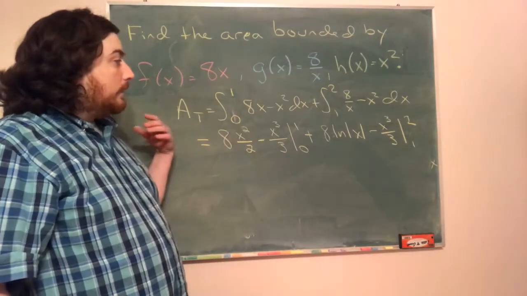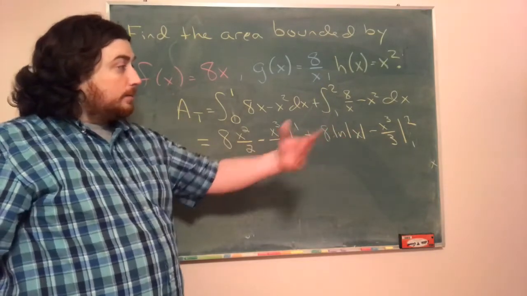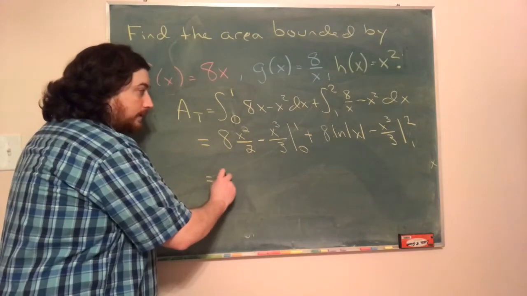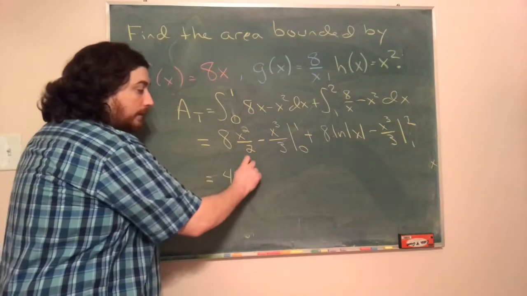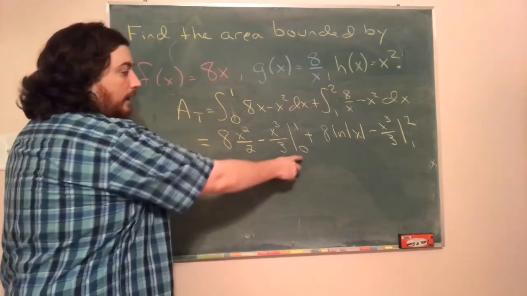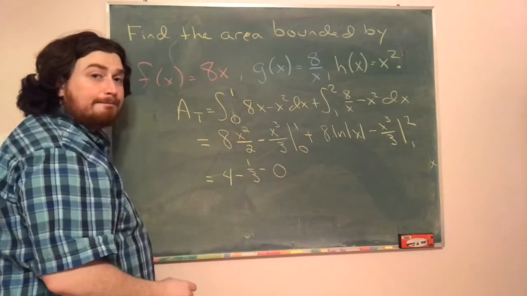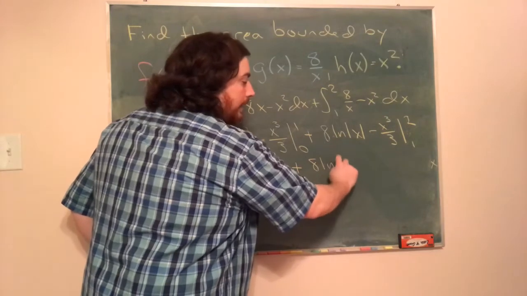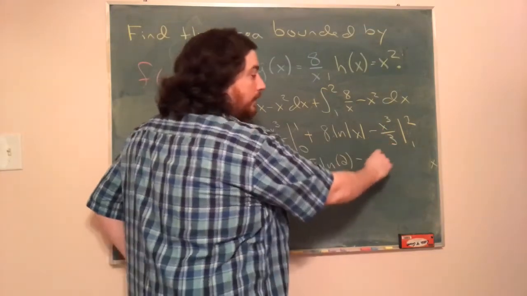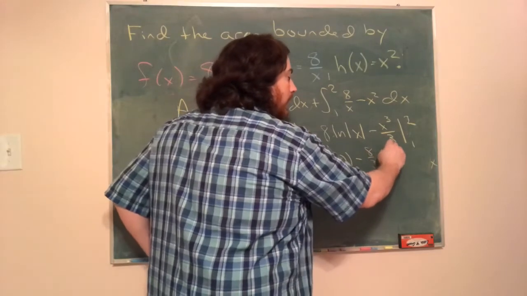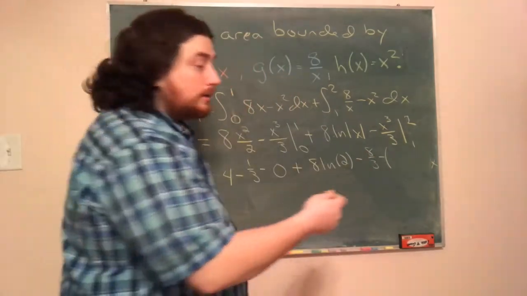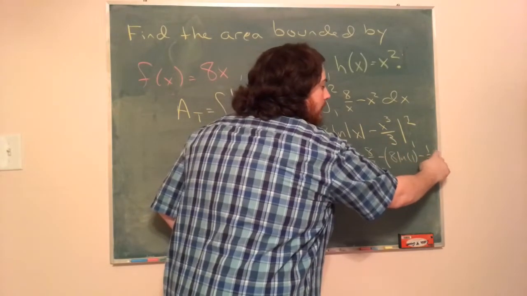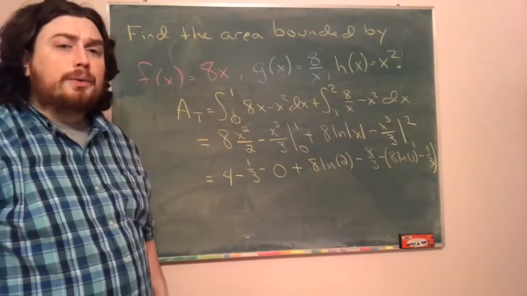Therefore, in order to get my total area, I have to plug 1 in and subtract off plugging in 0, then plug 2 in and subtract off plugging in 1. So what I get is 8 times 1 over 2, which is just 4. 1 cubed over 3 is 1/3. Minus, if I plug 0 in, I just get 0 here. So that'll give me the first area. Plus, now I plug 2 in, I get 8 natural log of 2, minus 2 cubed over 3, which is 8/3. Minus, and now I have to plug 1 in, so I get 8 times natural log of 1 minus 1 cubed over 3, which is 1/3.